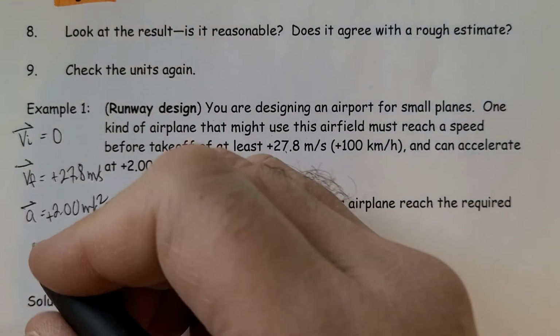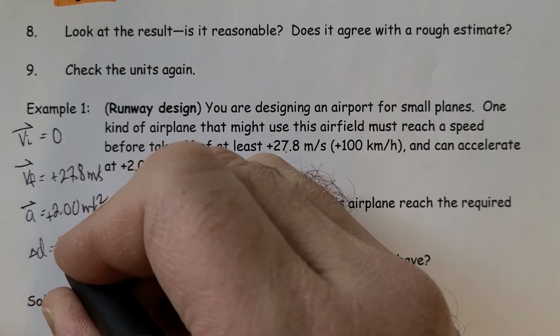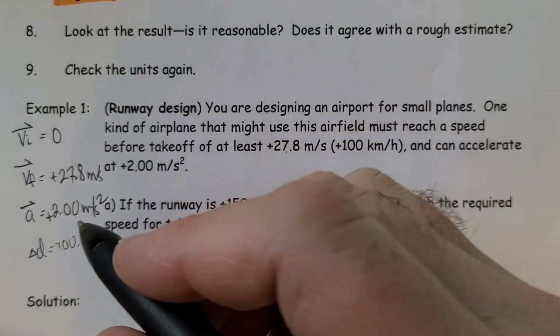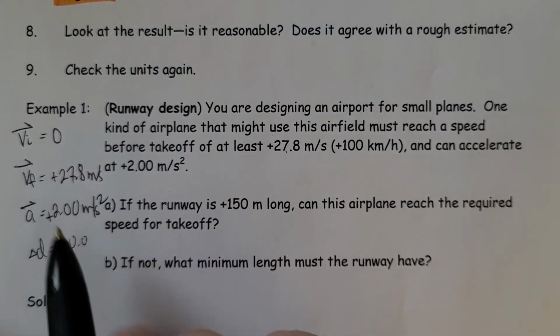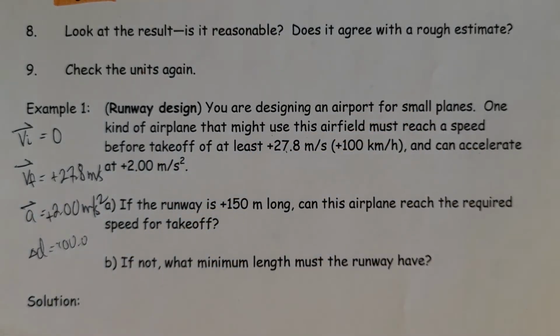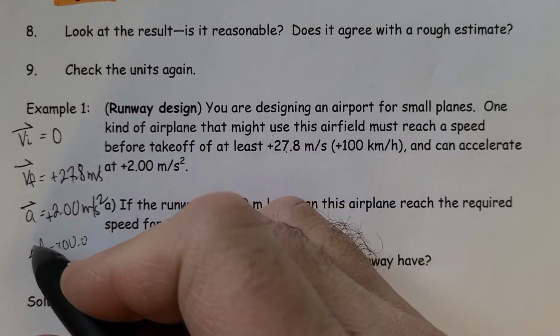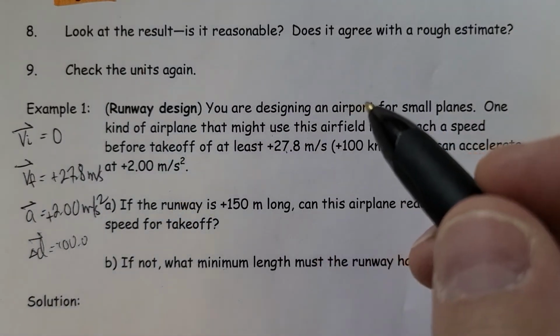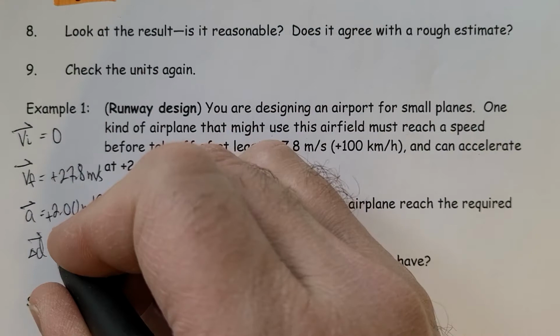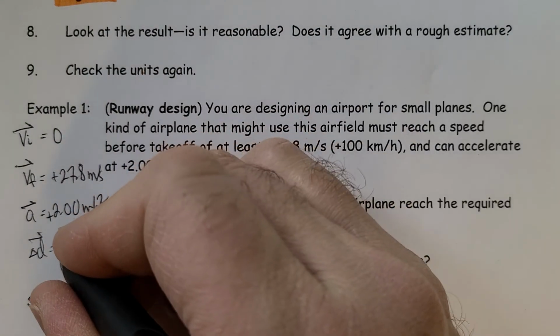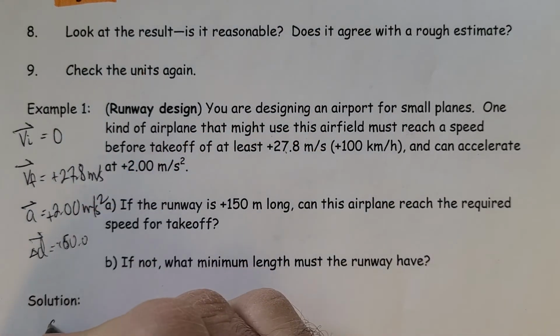I could take a look at, okay, well, I'll use this D value of 150 and see what is my final velocity. If I'm accelerating at this rate, what is my final velocity when I reach the end of the 150 meter long runway? So that's what I'm going to do for A.